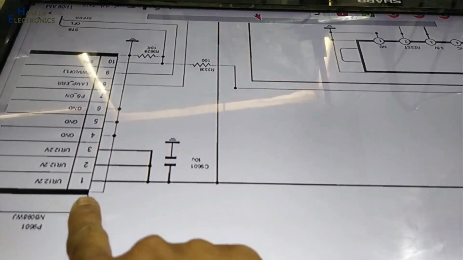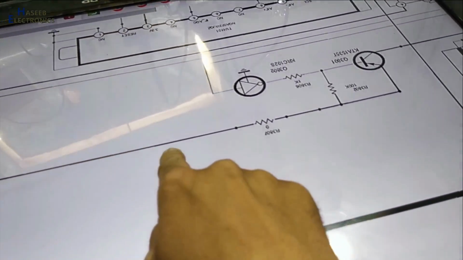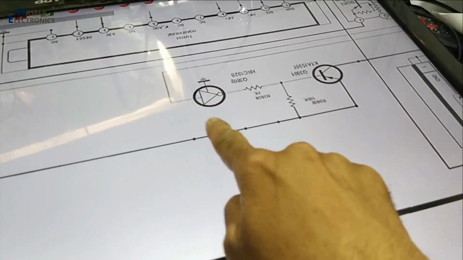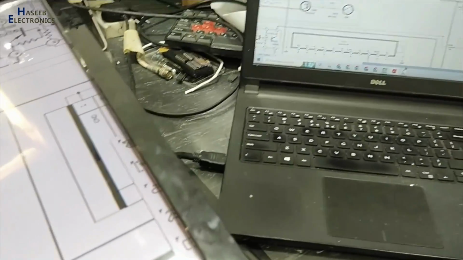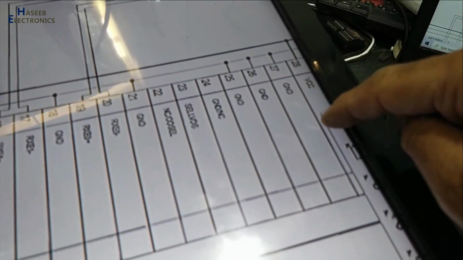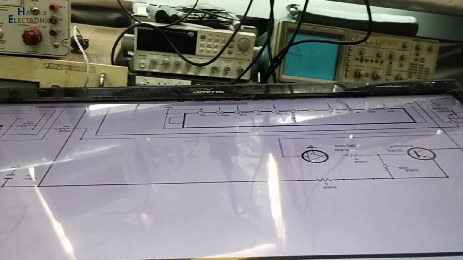The problem was in this area: from here 12 volt was not reaching at this point, so I made a jumper here. Then from this point to this point there was a disconnection. So this was the problem in this circuit. Now our circuit started working normally.